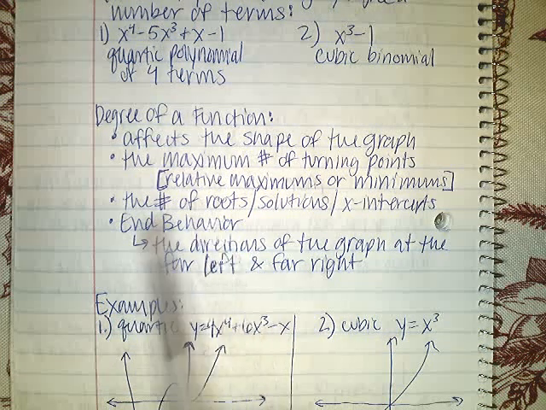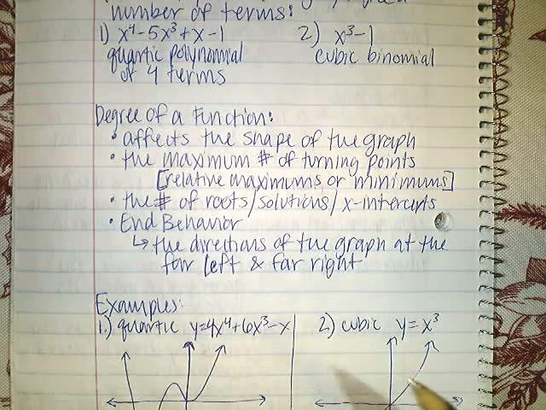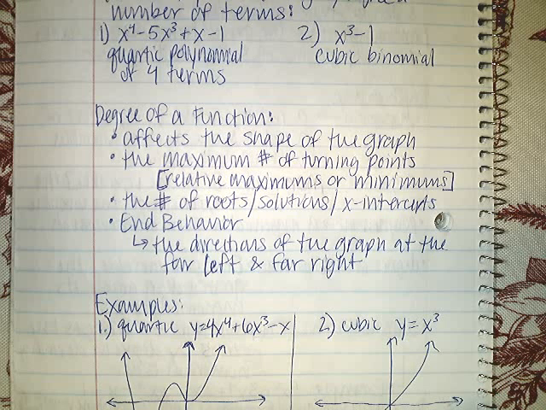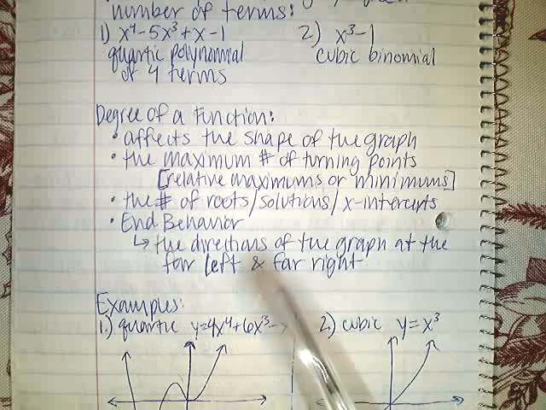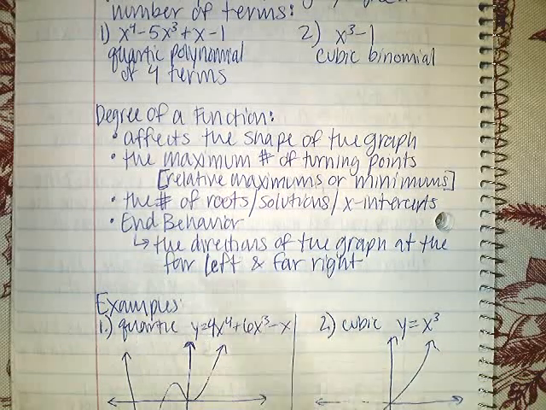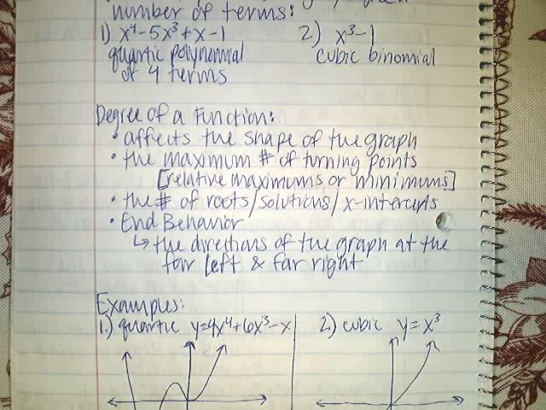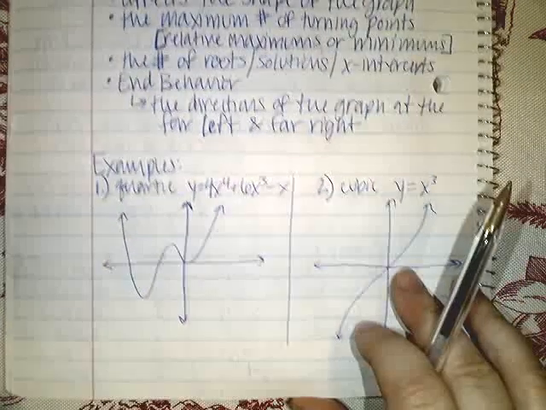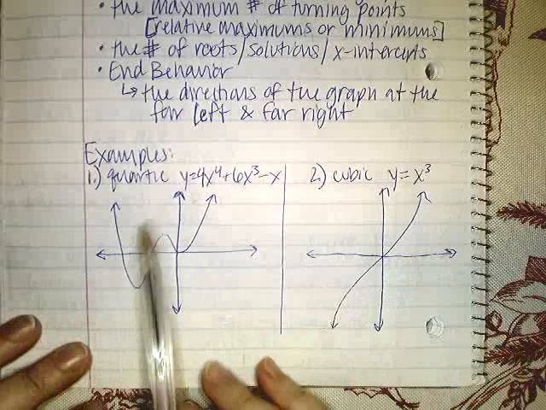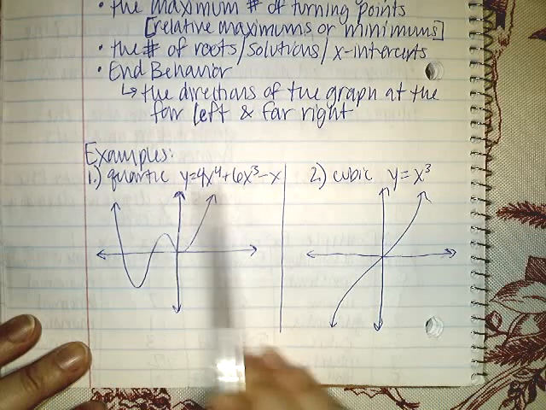And then last but not least, we have end behavior, which we're going to delve into today. This is the one other big concept that we're going to be focusing on today outside of vocabulary. So we'll talk about all these different things throughout the unit, including end behavior, but end behavior and vocabulary is going to be our focus for this section today. So for end behavior, that's the directions of the graph for the far left and far right. So it's what the graph is doing when you look all the way to the left and all the way to the right. So in this first example, we have a quartic function.